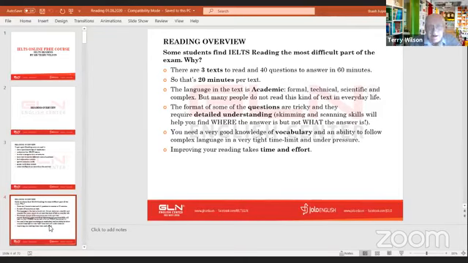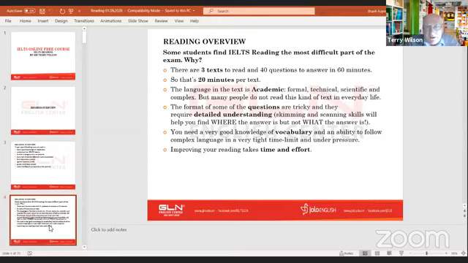Some students find IELTS reading the most difficult part of the exam. Actually, in my own experience, I do find reading the most difficult of the 4 IELTS tests. There are 3 texts to read and 40 questions to answer in 60 minutes. So that's about 20 minutes per text.